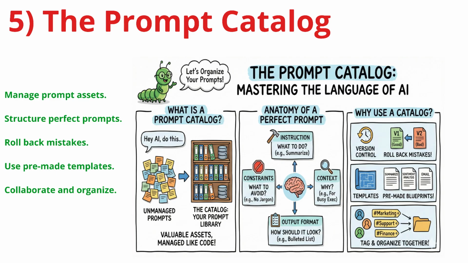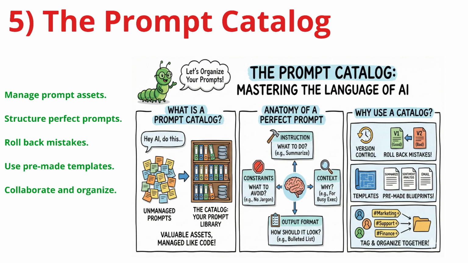It's more than just a simple question. A robust prompt requires 4 key ingredients: a clear instruction telling the AI what to do, the context explaining why it is doing it, specific constraints on what to avoid, like jargon, and the exact output format you want, such as a bulleted list.